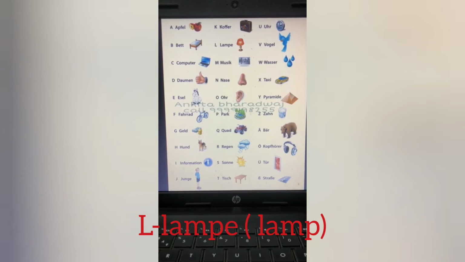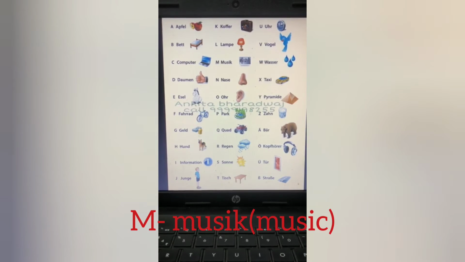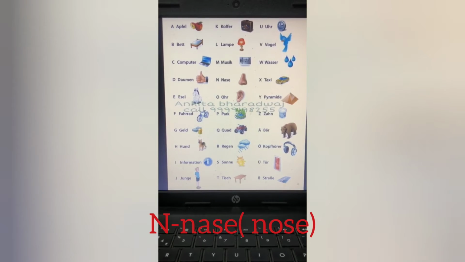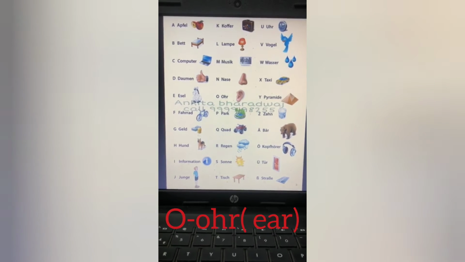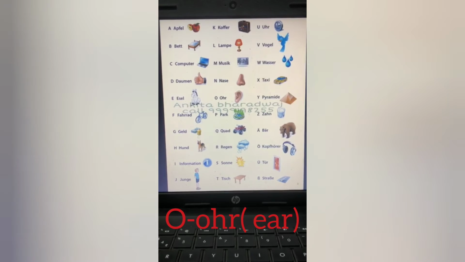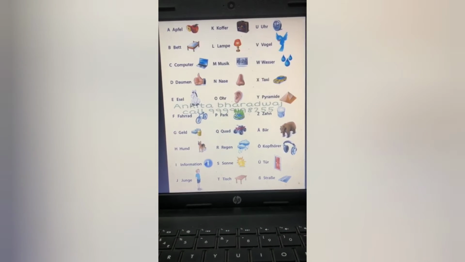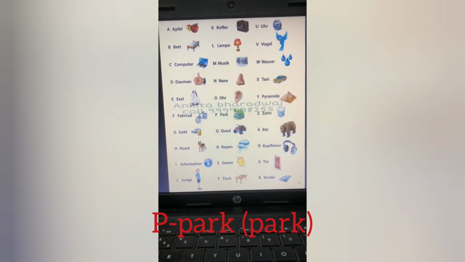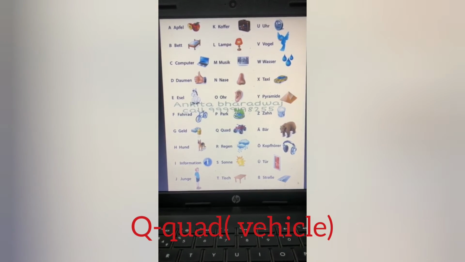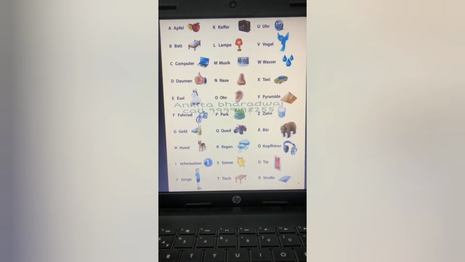M is Musik. Music means Musik. N says Nase. Nose is called Nase. O is Ohr. Ear is Ohr. P says Park. Same in English, same in German. Q is Quad. So it's a vehicle. So we call it Quad.